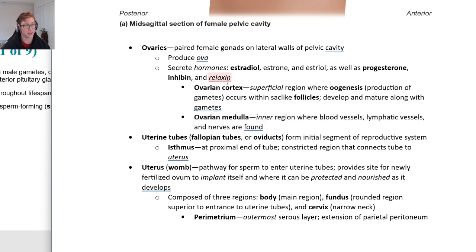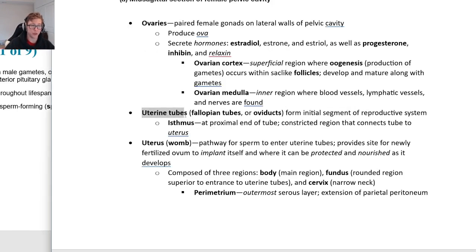So, another parallel. You've seen the words cortex and medulla in the urinary system previously when we were describing the kidney. Cortex is on the outside, medulla is on the inside. We have the uterine tubes, which are commonly called the fallopian tubes. Another term for them is the oviducts.